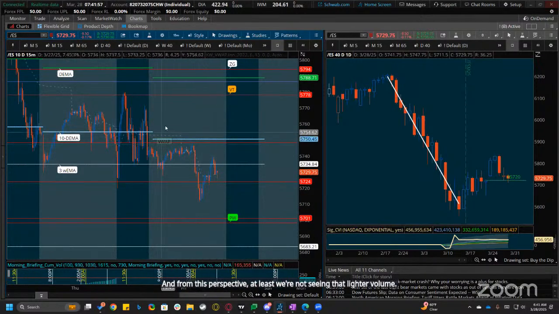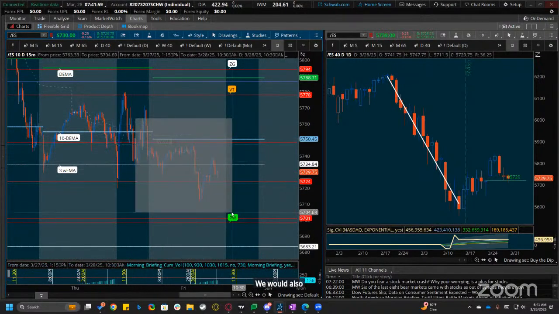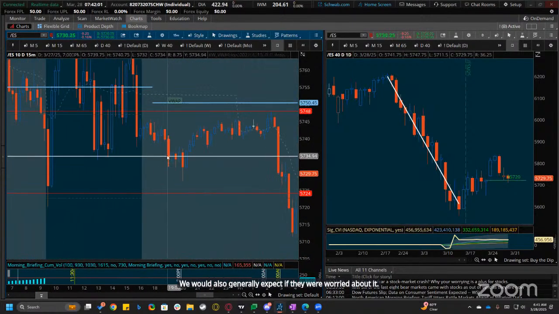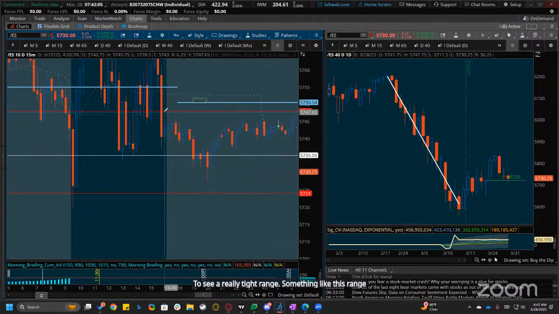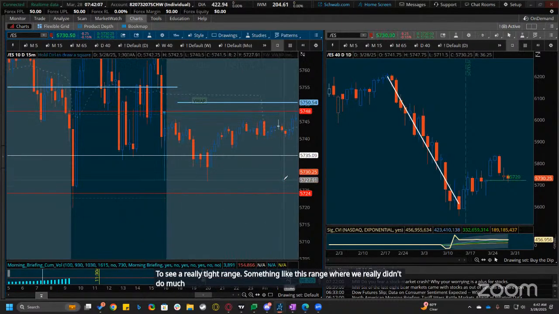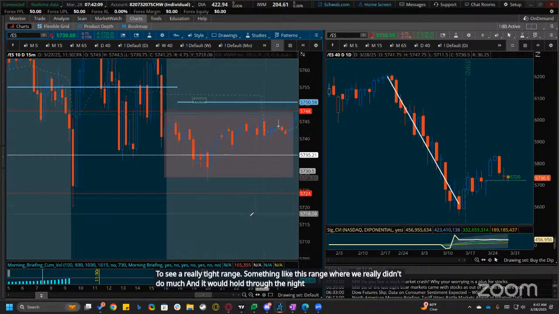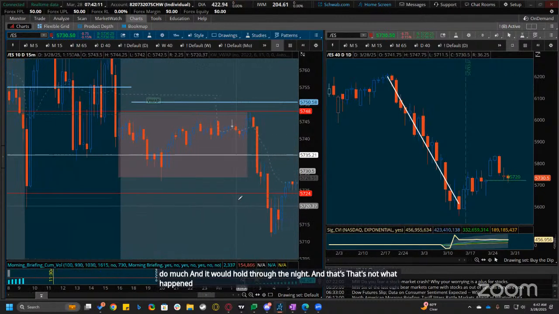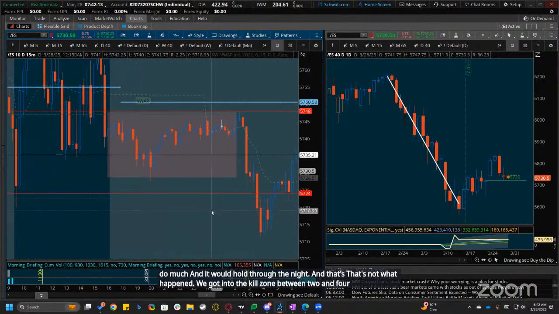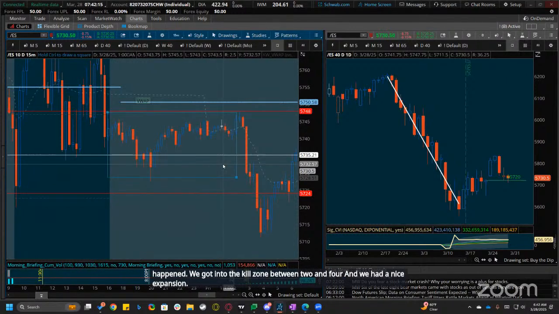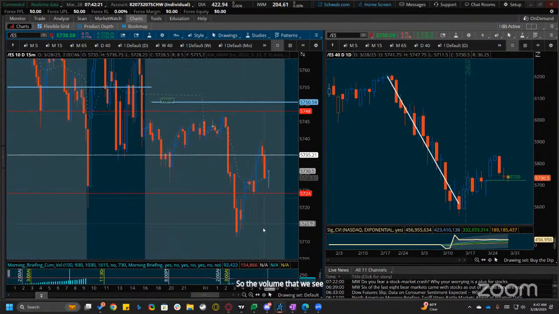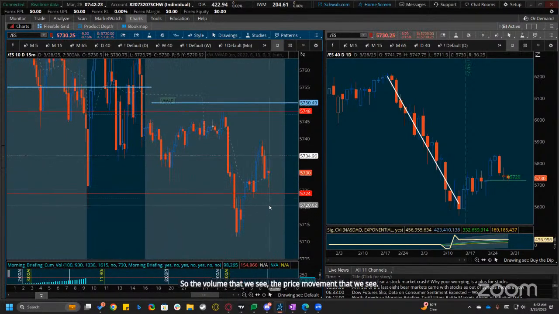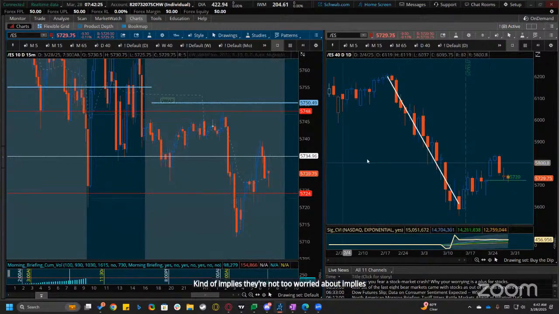We would also generally expect, if they were worried about it, to see a really tight range, something like this range where we really didn't do much and it would hold through the night. And that's not what happened. We got into the kill zone between 2 and 4 and we had a nice expansion. So the volume that we see, the price movement that we see, kind of implies they're not too worried about core PCE this morning.